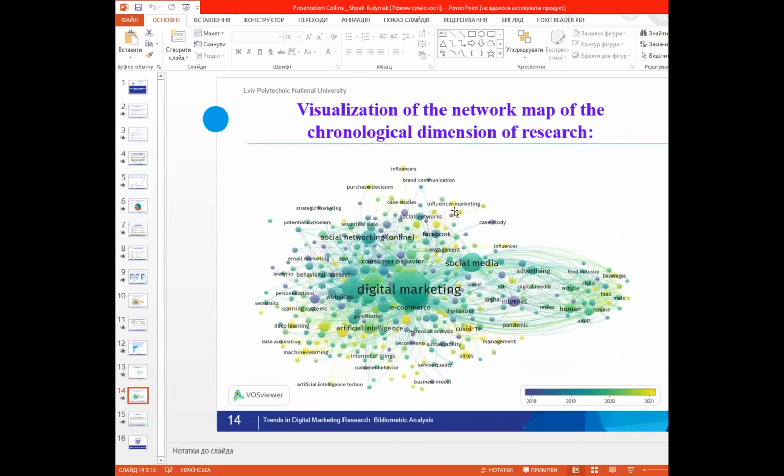The next slide represents visualization of the network map of the chronological dimension of research. And the legend here explains that the lighter the color, the more recent the research is. So with these light yellow spots, we can see the hottest topics like artificial intelligence, COVID-19, machine learning, and so on.